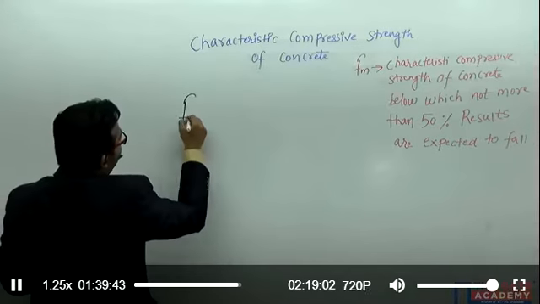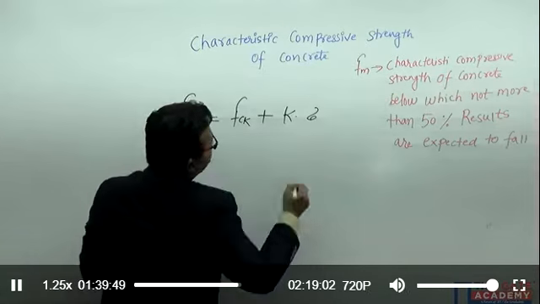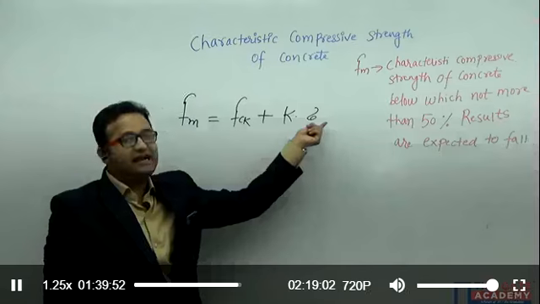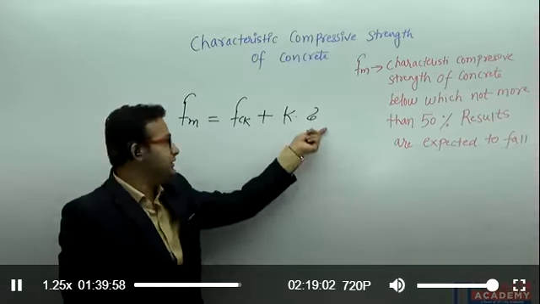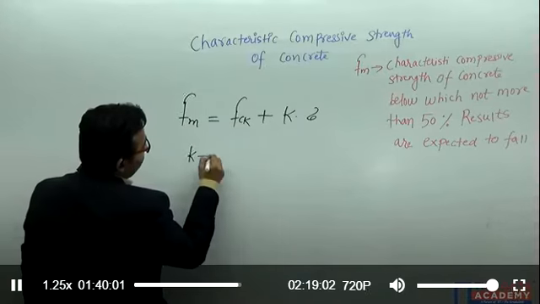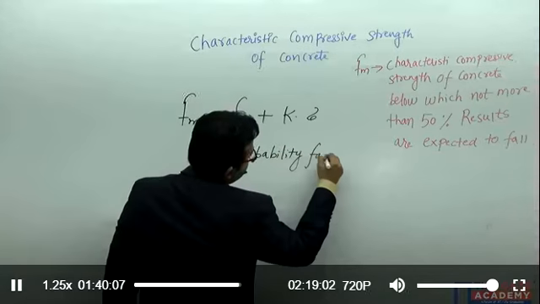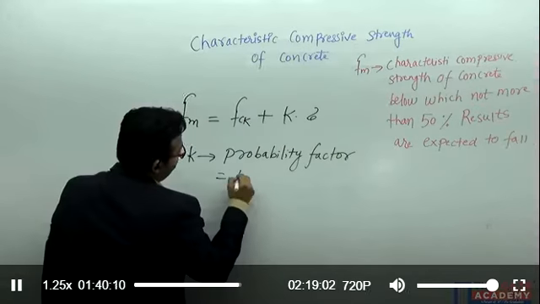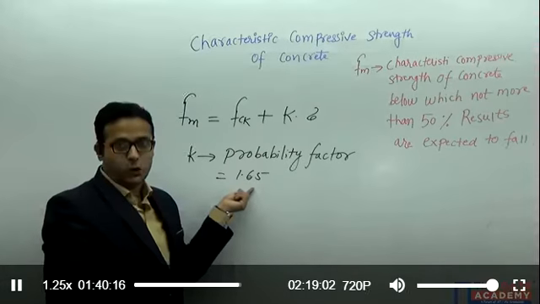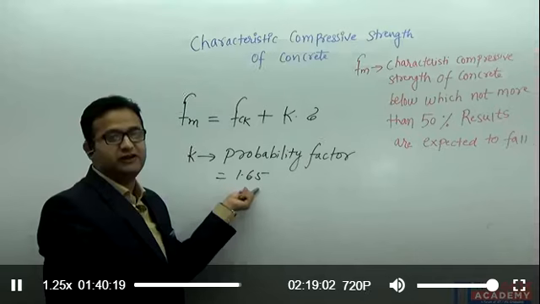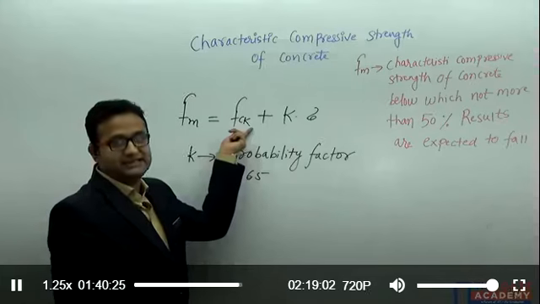So how to calculate FM? I know the formula FM is equal to FCK plus K into sigma, where sigma is the standard deviation of the normal distribution curve. And K is called the probability factor. Its value is given as 1.65 as per IS code. And FCK is the characteristic compressive strength for which not more than 5% results are expected to fall.